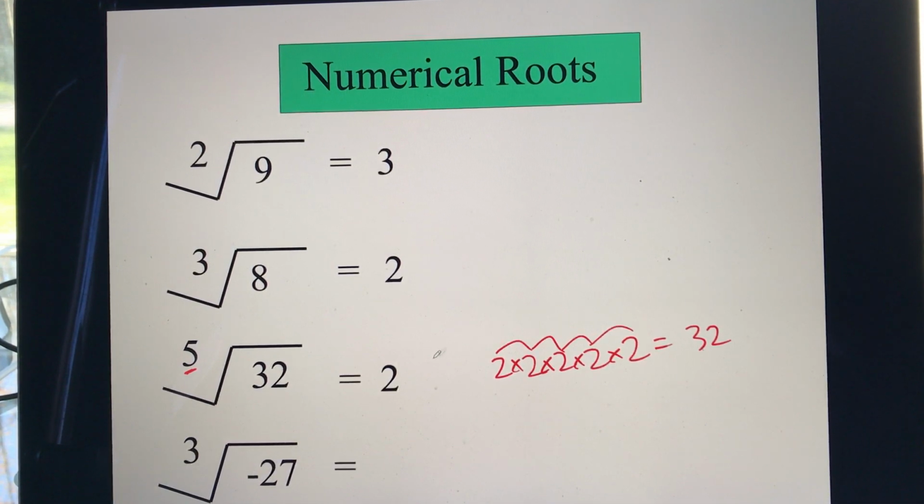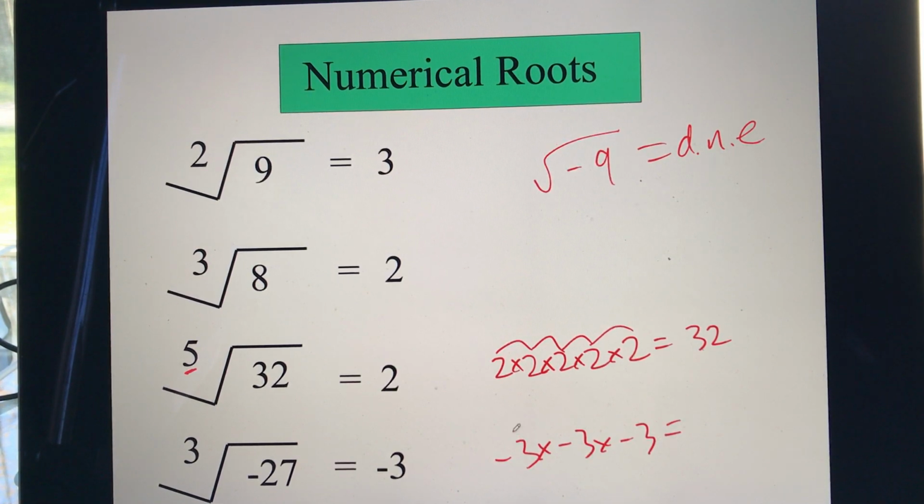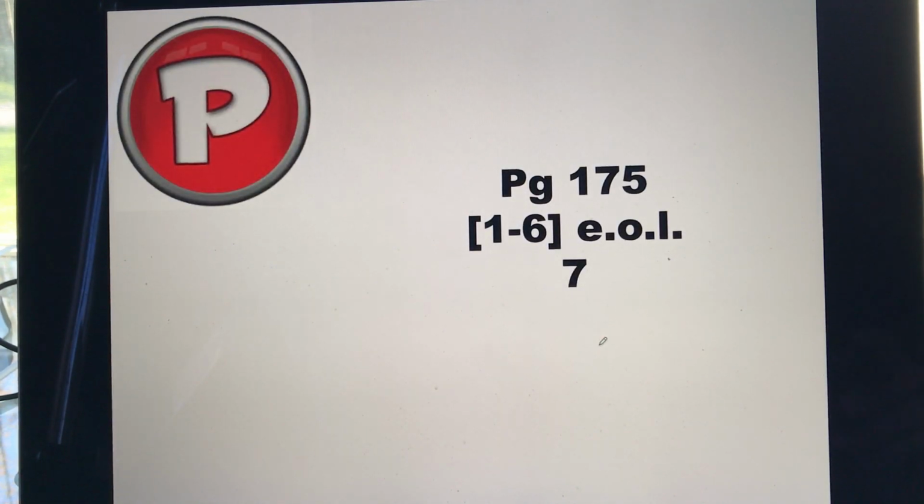And the last one here, the third root of negative 27. I want to point this out too, because we're so used to seeing the square root of a negative number, like the square root of -9, which does not exist, and that's true. But we can have a cube root of a negative number. So we don't automatically just ignore this. We can actually work this out. That would be -3. Let's try it. -3 times -3 is 9, and 9 times -3 is -27. Okay, that's it. Try page 175.